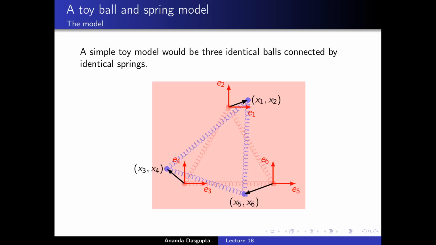And in order to make things a bit more concrete, let us talk about a specific model. This is a toy model of the triangulin molecule, where we imagine that the molecule is made up of three balls which are identical, connected by three identical and of course equally long springs, so that in their unstretched position the molecule is in the form of an equilateral triangle.